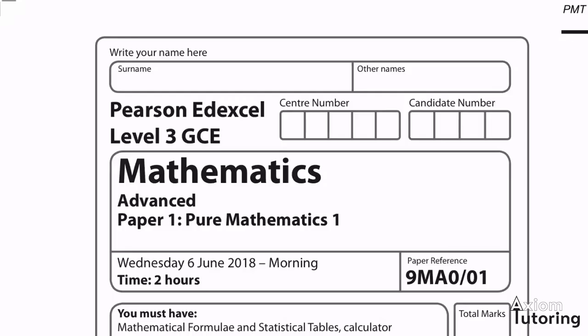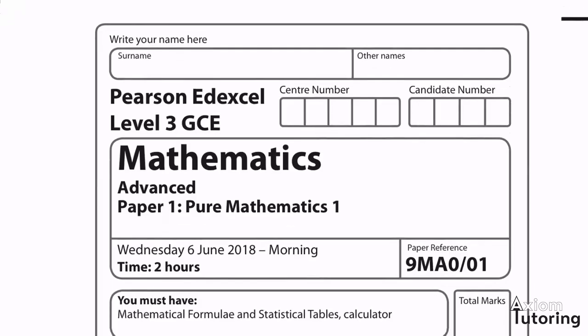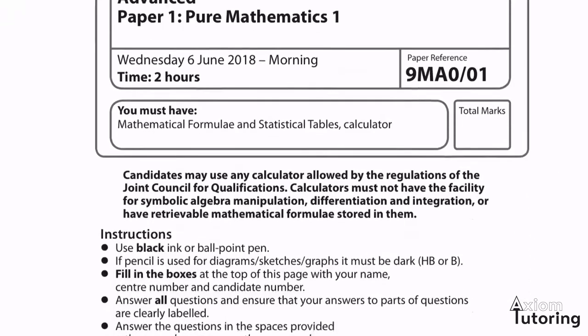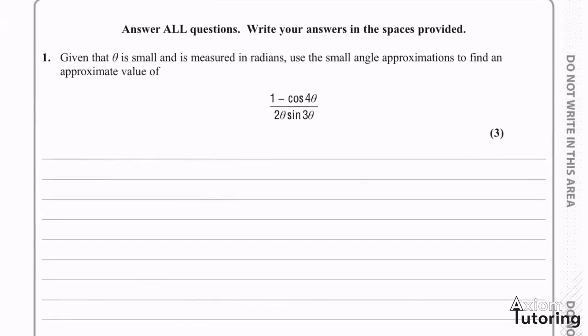This is the A-level mathematics paper 1 for the Edexcel board, and it's the June 2018 paper. So let's have a look. Let's start by having a look at question 1.